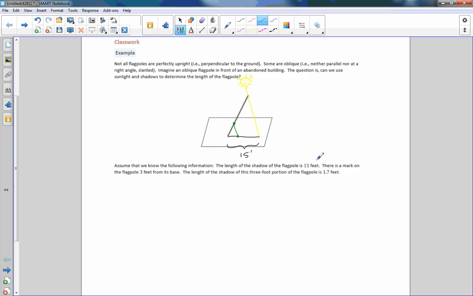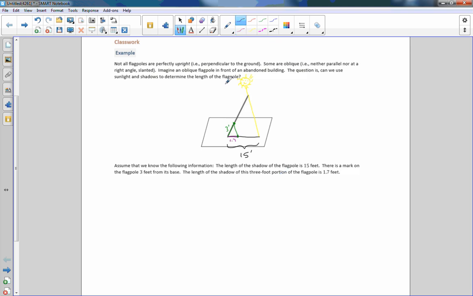So it says there is a mark on the flagpole 3 feet from its base. So this distance here is 3 feet. The length of the shadow of this 3-foot portion on the flagpole is 1.7 feet. So they're saying that this piece is 1.7.